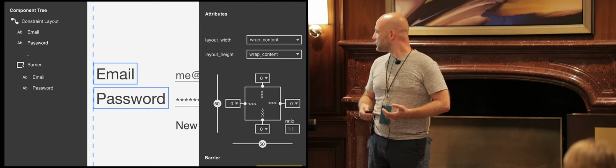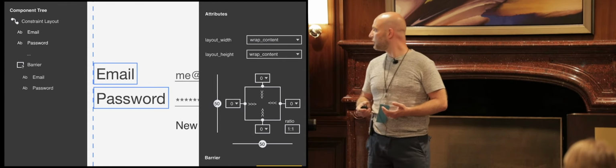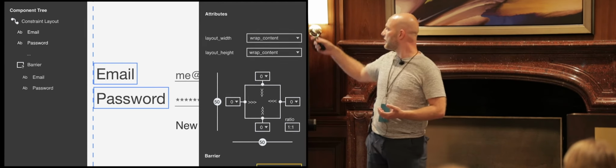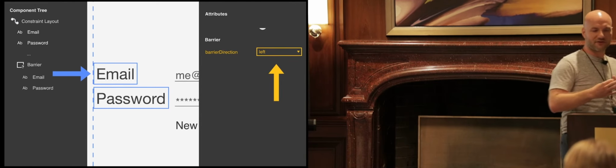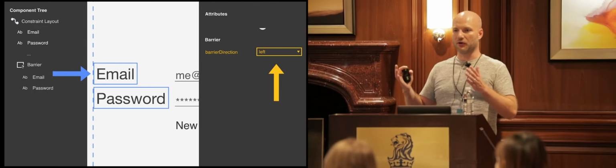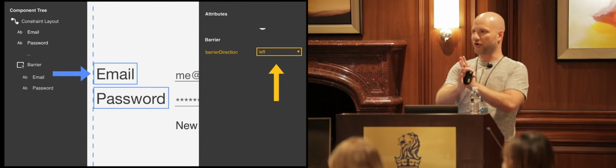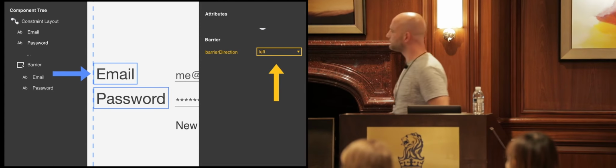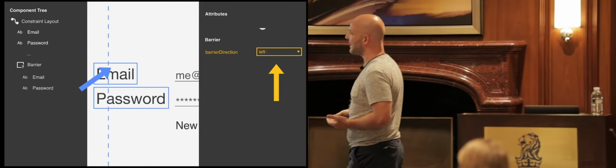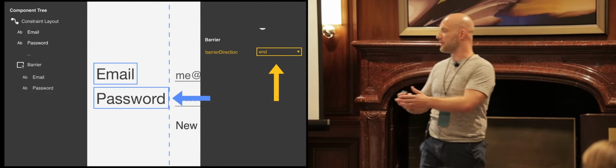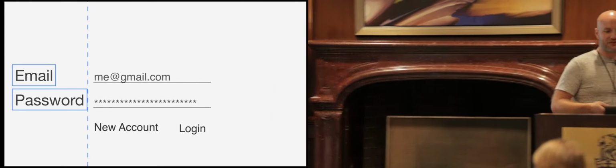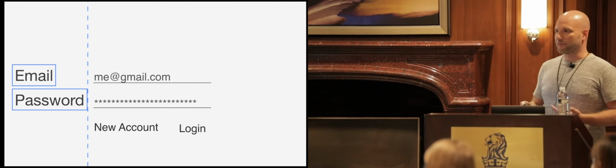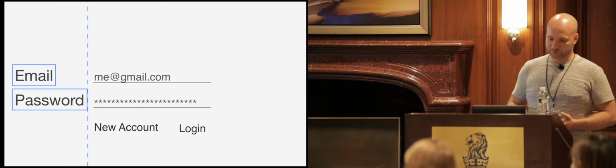So if we go back over to the attributes pane now, and we scroll a little bit down, we'll find that the barrier direction is set to left. What this means is it's going to take all of these views, lay them out, figure out what the leftmost position of all of the views are, and set the barrier at that point. We can go ahead and change that to end, and now it's going to take all of those views, lay them out, figure the rightmost position, and then set the barrier at that point. So now this behaves just like a guideline before, except it's constrained off of email and password.